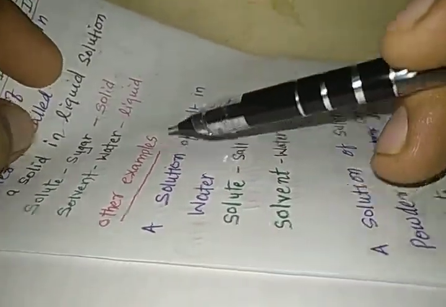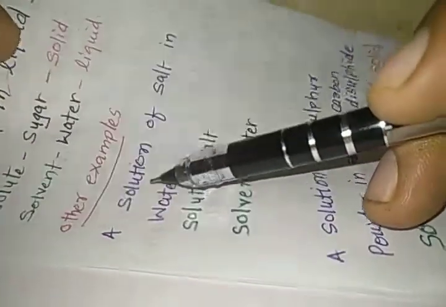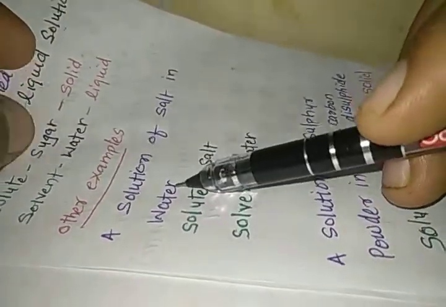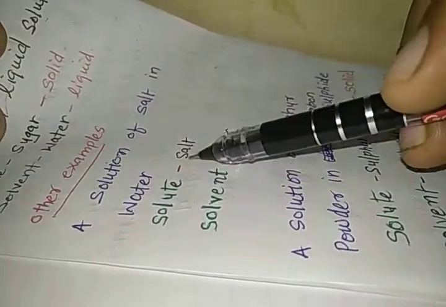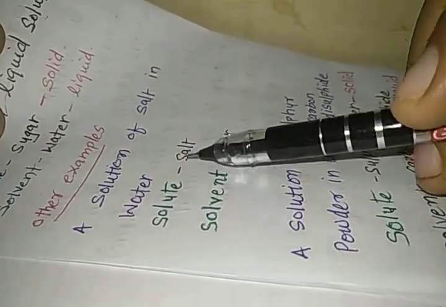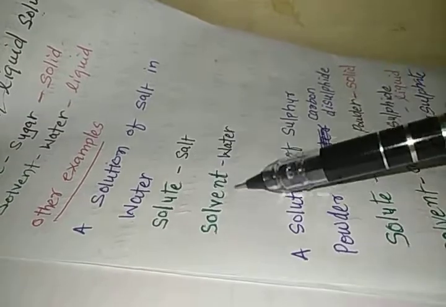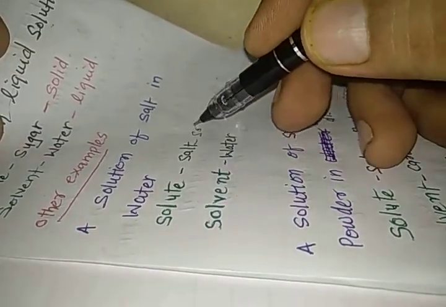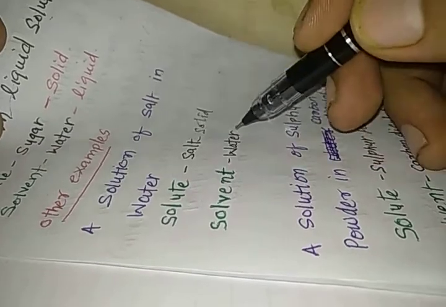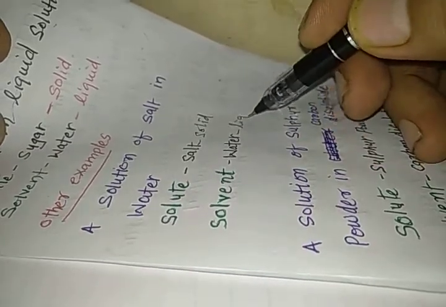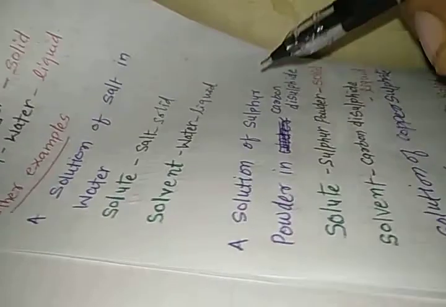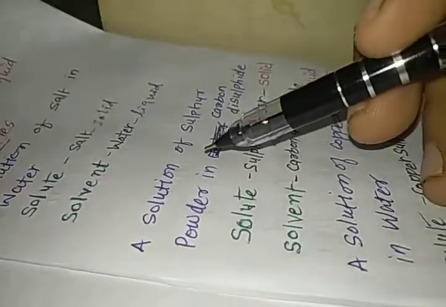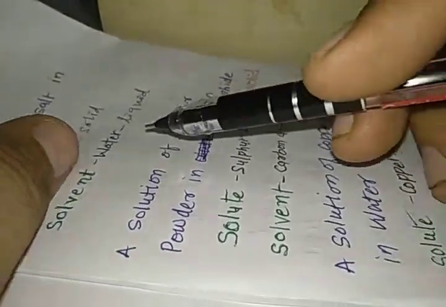The other examples of solid in liquid type of solution are a solution of salt in water. The salt is nothing but your common salt, sodium chloride. So the solute is salt and the solvent is water. This solute is solid and the solvent is liquid. So we can say it is a solid in liquid kind of mixture or solution.